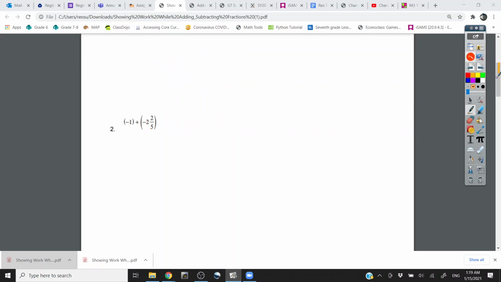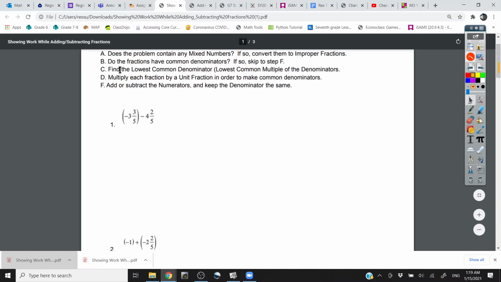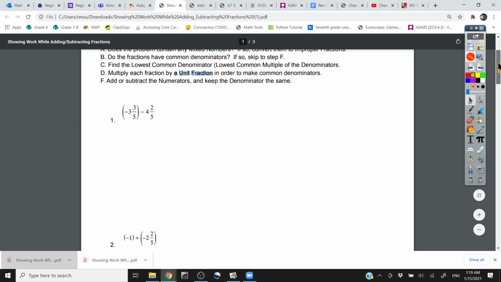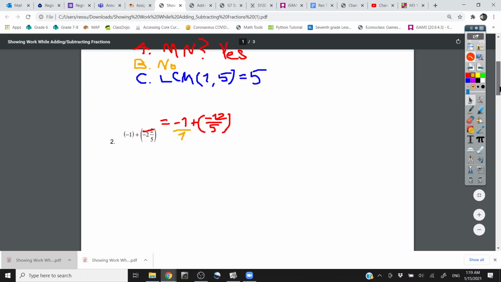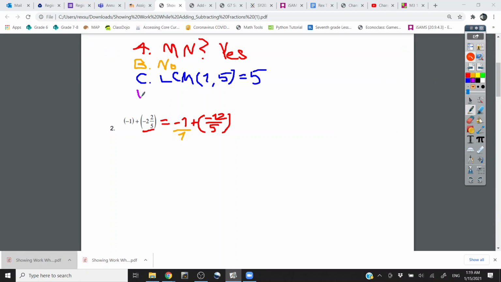Let's look, what does step D say? Step D, multiply each fraction by a unit fraction in order to make common denominators. Okay, there was our work. Step D, we are going to multiply by unit fractions to make common denominators.